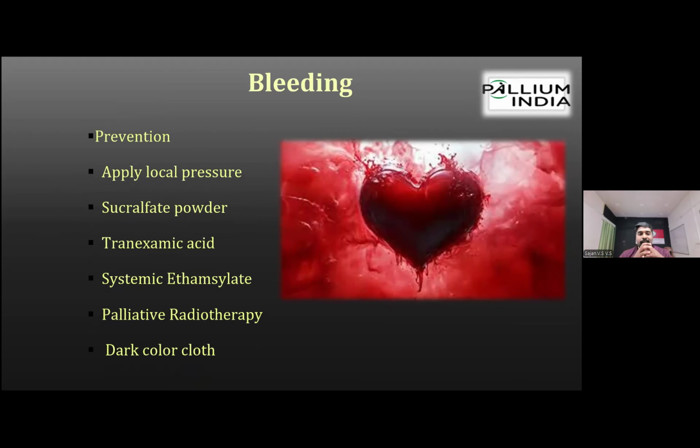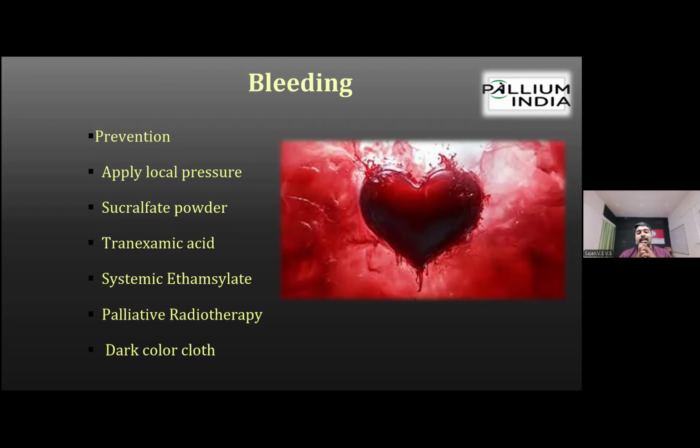Suppose the bleeding is high, we can use sucralfate powder. Nowadays, I don't know whether sucralfate powder is available in your setting. In our setting, we are facing some shortage, so we use ethamsylate tablet in crushed form also. Both sucralfate powder or crushed ethamsylate tablet, we can mix this powder in liquid paraffin. We mix it very well and apply this paste on the wound. It is for a period only, not for continuous use. It also manages the bleeding.